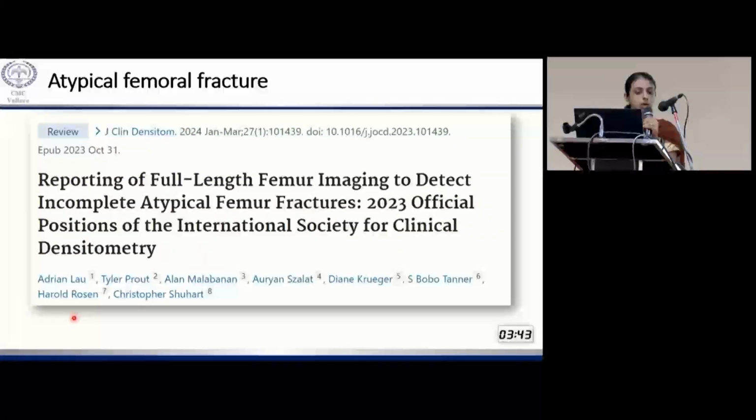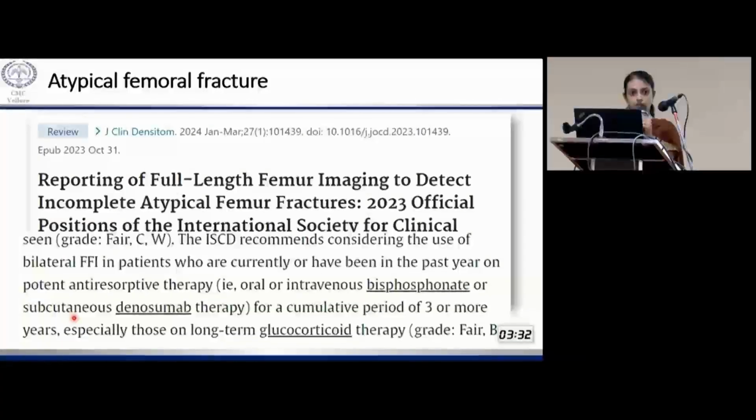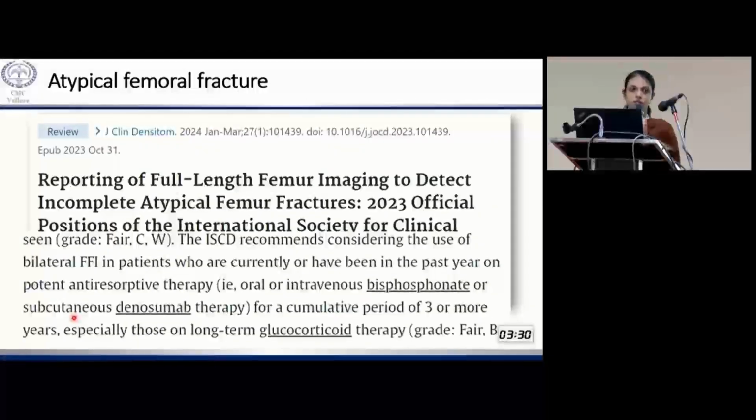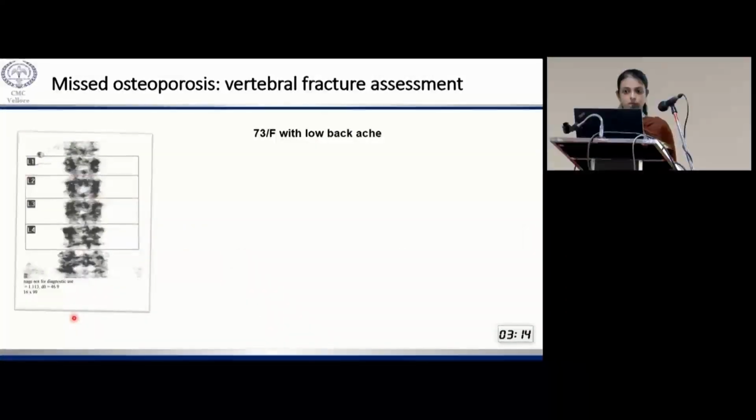So now it is recommended and endorsed by the International Society for Clinical Densitometry that when you have patients on long-term anti-resorptives for a cumulative period of 3 years and more, be it bisphosphonates or denosumab, do an FFL screening on the DEXA scan and look for a horizontal translucency, and that is called the dreaded black line, and that should be addressed. Just to touch upon VFA, what is VFA?